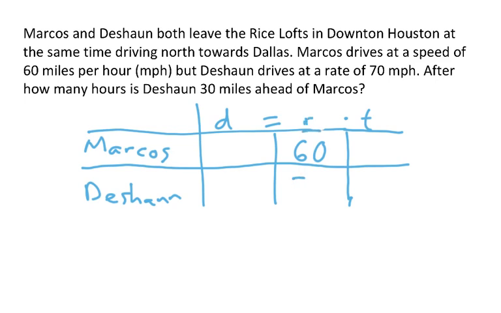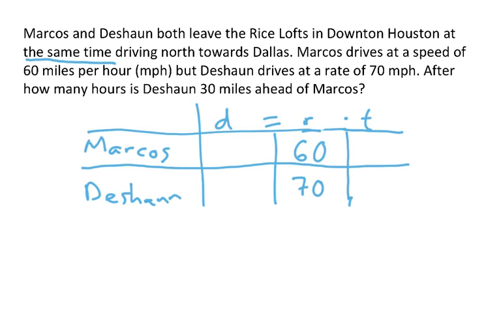While Deshawn is driving at a rate of 70 miles per hour. So that's just flat out given. There should be then something in the word problem that would give you a little bit of information about another one of the factors or columns. And in this case, I believe that thing is that the two guys leave Rice Lofts in downtown Houston at the same time. So the time over which the guys are traveling would be the same for both of them.